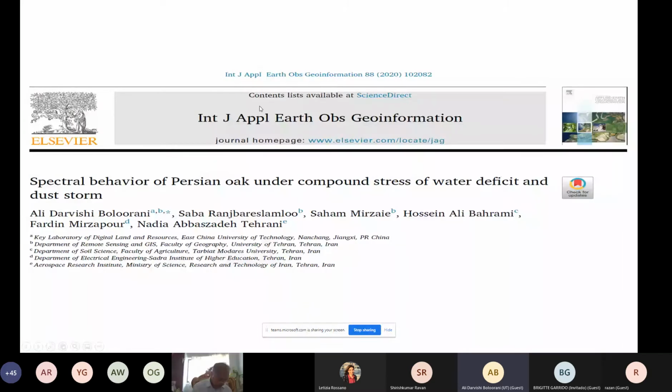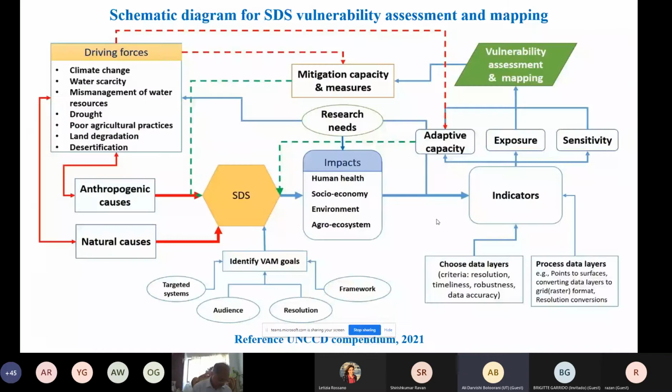The last part of my talk is about how we can use geoinformatics. Let's say geoinformatics is remote sensing, GIS, GPS, and all other related topics that can provide spatial data for specific analysis. It is a project funded by UNCCD and will be published very soon. As you can see here, we have the main drivers of sand and dust storms. After that, we should know about the natural and anthropogenic causes of sand and dust storms.